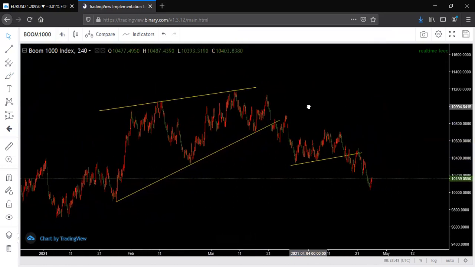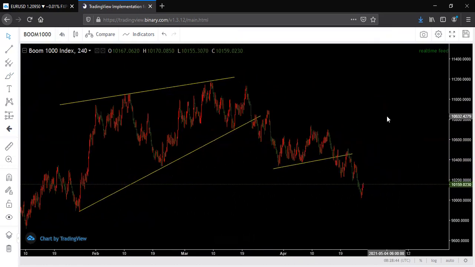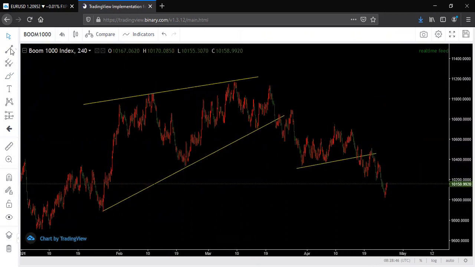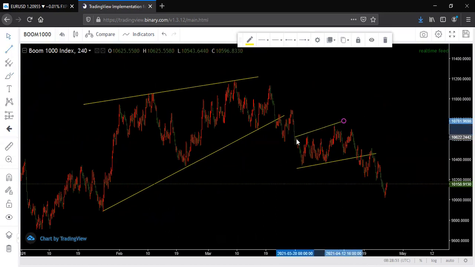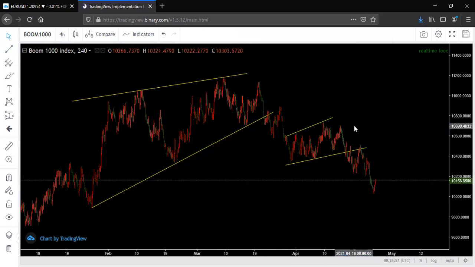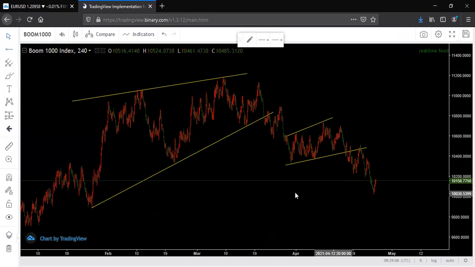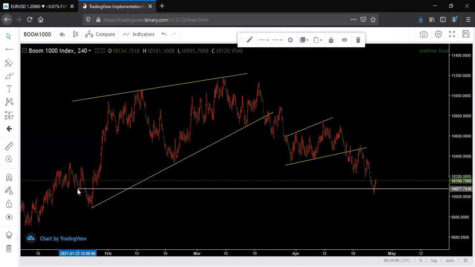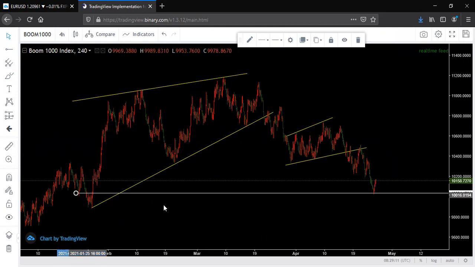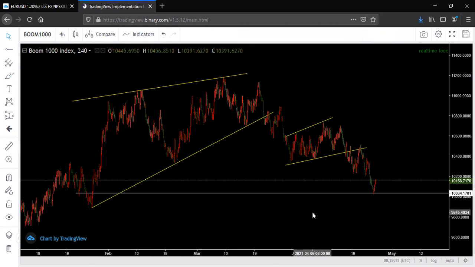So you see, from this point now, we can have this good clear picture. So again here we have, sorry, a tight flag here. So you see, now we are looking at a good picture. Now I'm going to use my horizontal line here. I will draw it from this point to this point. So you see, now we are having a good point.